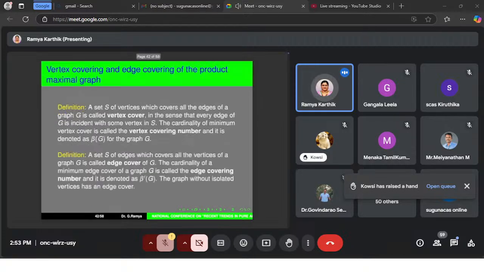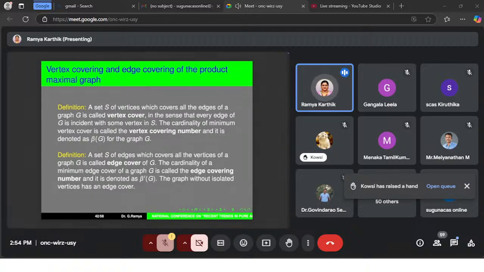And next one, vertex covering. So vertex covering is the set of vertices that touches every edge in a graph. That is called vertex covering. This means that if you pick this set, every edge must have at least one of its endpoints in it.